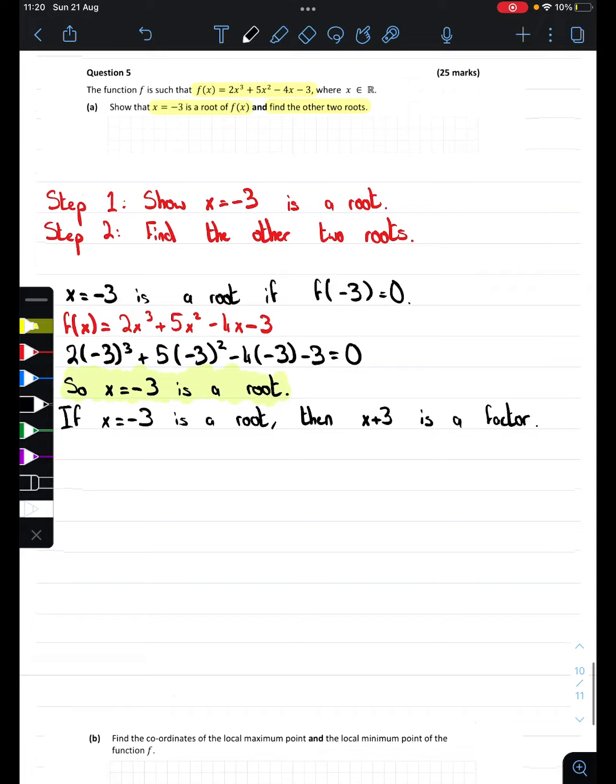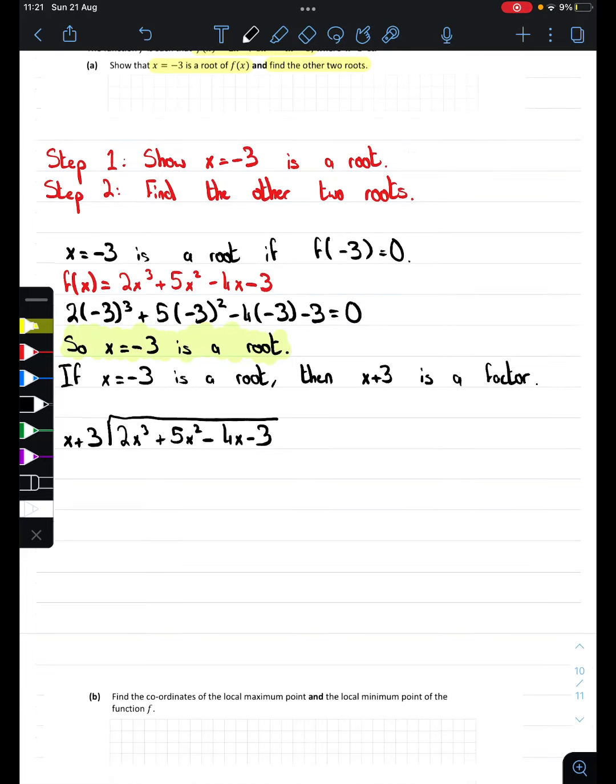So if we divide f of x by x plus 3, then we should get some quadratic. And quadratics we can solve. We can just use the minus b formula for that. So we're going to divide x plus 3 into f of x. We're going to use standard long division approach. X plus 3 into f of x, 2x cubed plus 5x squared minus 4x minus 3.